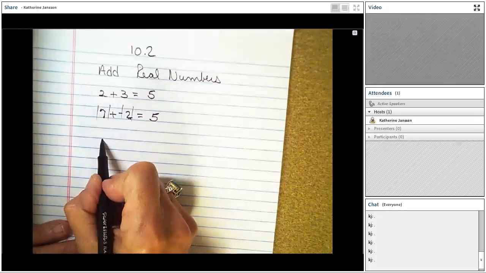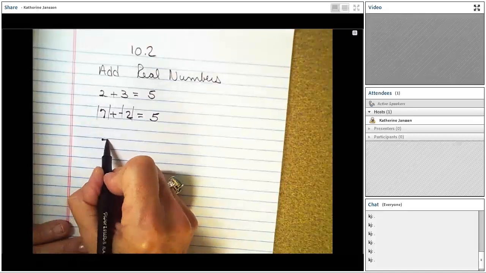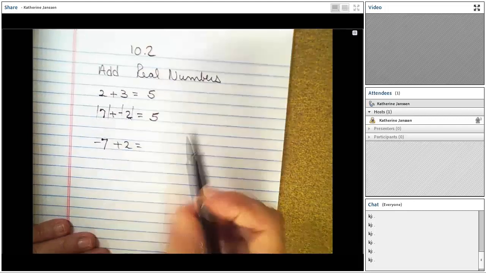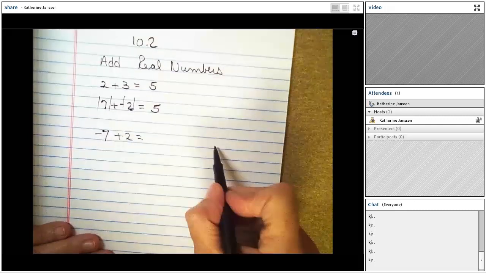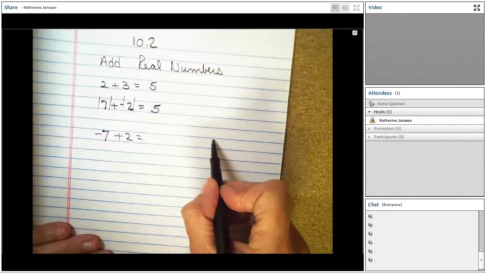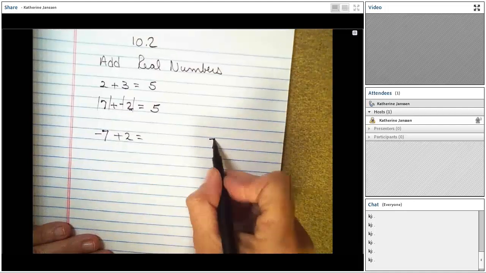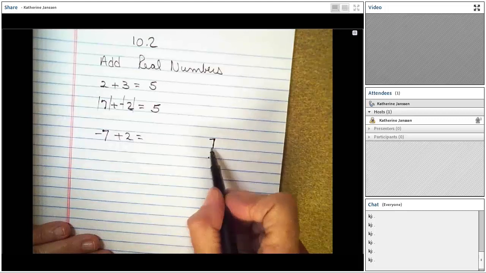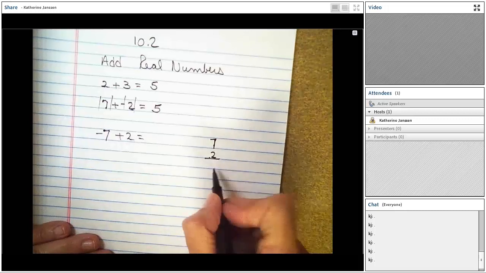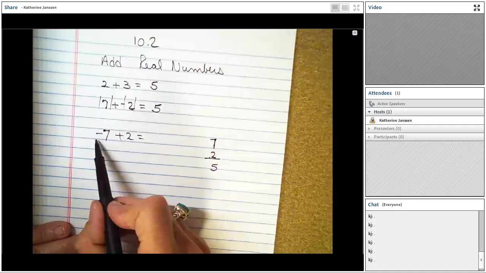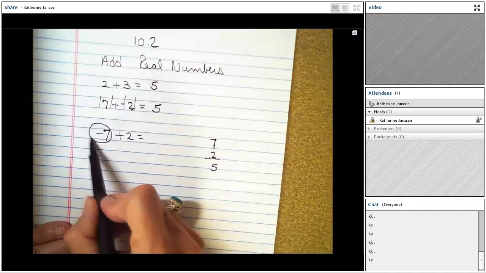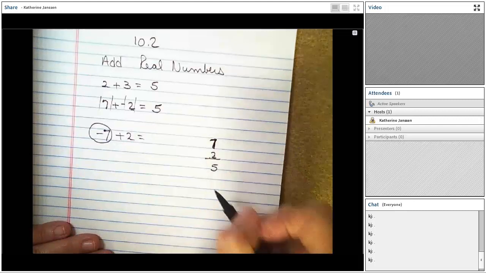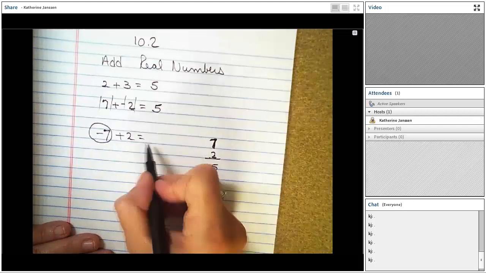If I have negative 7 plus 2, I'm going to look at the absolute value of each number. That's 7 and 2. Subtract the smaller absolute value from the larger absolute value, that'd be 5, and keep the sign of the absolute value which is larger, and 7 is greater than 2, so this is going to be a negative 5.